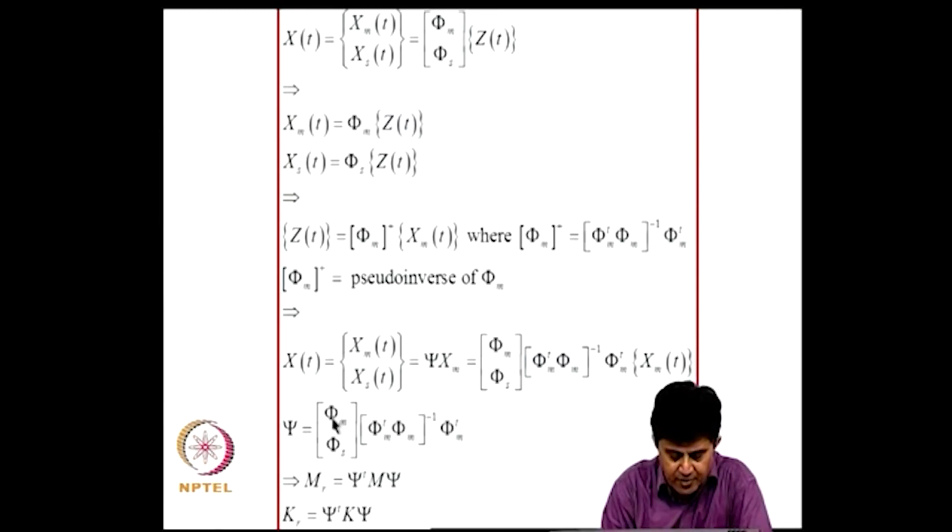Mind you, this capital phi here is the modal matrix of the complete system. So, before you do model reduction you should perform the eigenvalue analysis on the large system, okay, otherwise you cannot use this method. So, the reduced mass matrix and reduced stiffness matrix are obtained as shown here.